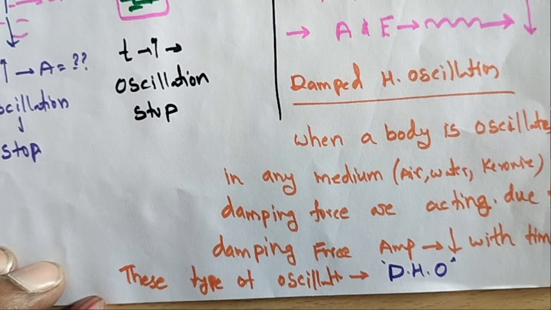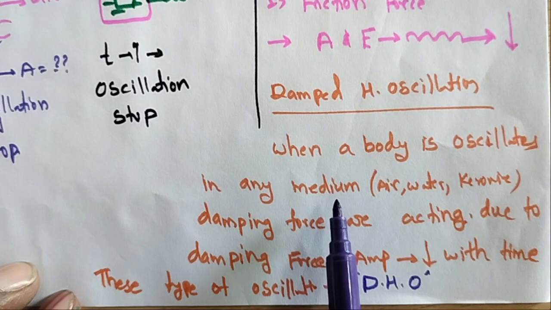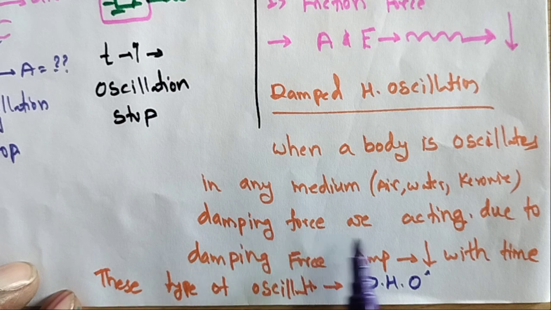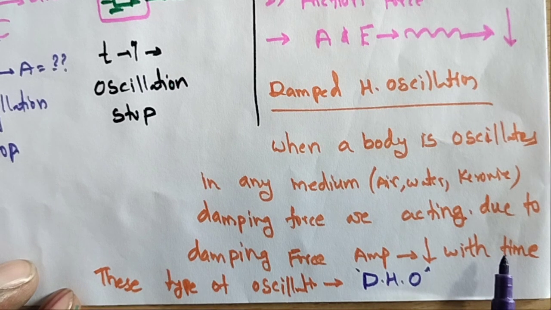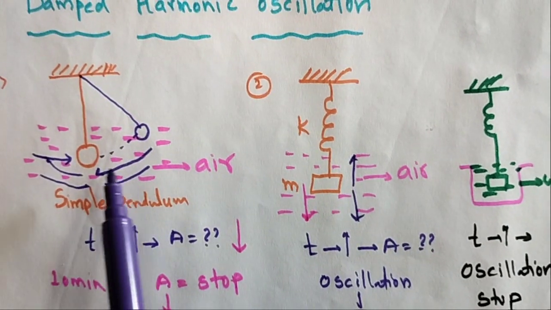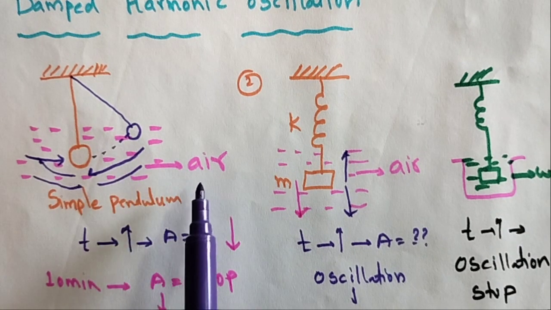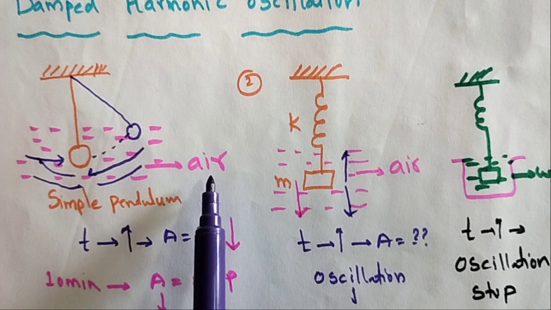What is a damped harmonic oscillation? When a body is oscillating in any medium, the damping force acts. Due to the damping forces, the amplitude decreases with respect to time. This type of oscillation is called damped harmonic oscillation. So in these three examples, what is the damping force? The air force, the drag force, is acting.